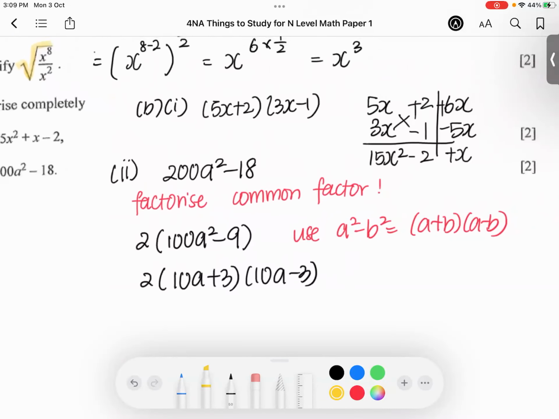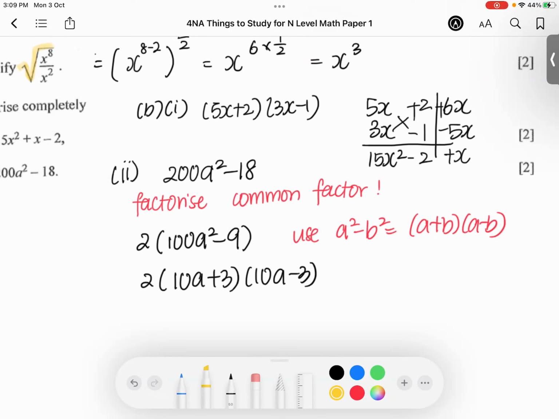Don't throw away the 2. You're not dividing it by 2. You're just factorizing it out. So don't throw away the 2. Keep the 2 over here. Then next, after I factorize out the 2, I get 100a squared and the number 9. So 100 is 10 squared, a squared. 9 is 3 times 3, 3 squared. So you can take square root: square root of 100 is 10, square root of 9 is 3. Then that will give you 2 brackets, one plus, the other one minus. So a plus b, a minus b: 10a plus 3, 10a minus 3.